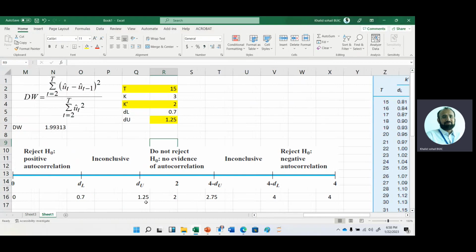0.7, then this is our DU 1.25, and 4 minus. So the value 1.9 basically exists here, which is very close to 2. So it means that we cannot reject H0, we will accept H0. And in H0, we have mentioned that there is no autocorrelation.